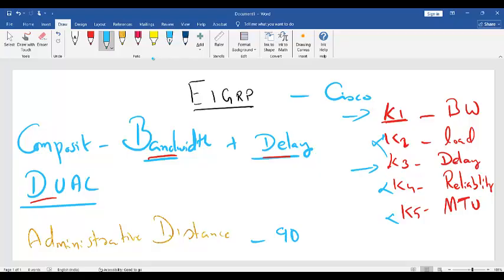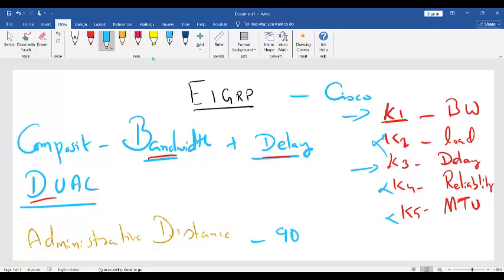So if someone argues, saying no, EIGRP has 5 metrics, don't argue with them. You say yes, 5, but consider only these 2. That you need to say very strongly. Bandwidth and delay, K1 and K3. The other 3 are not used.